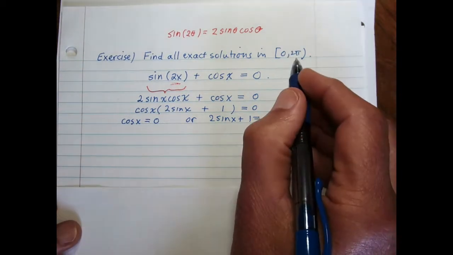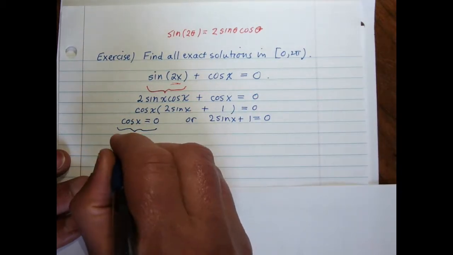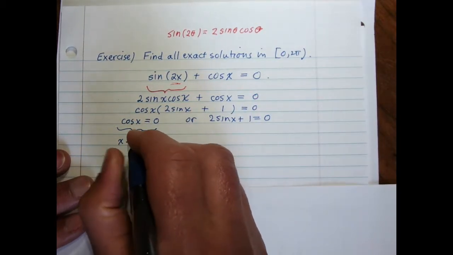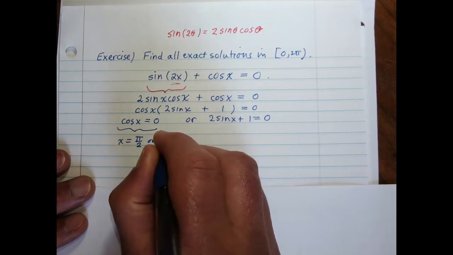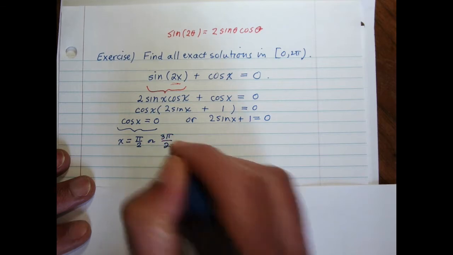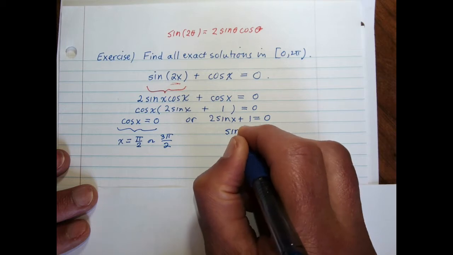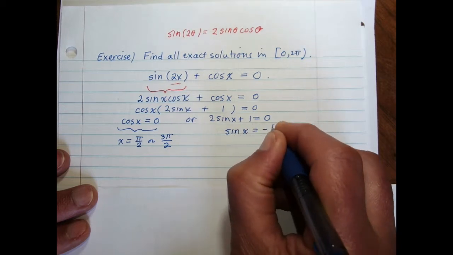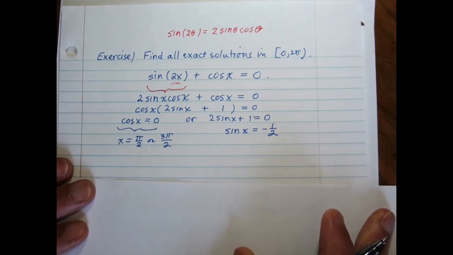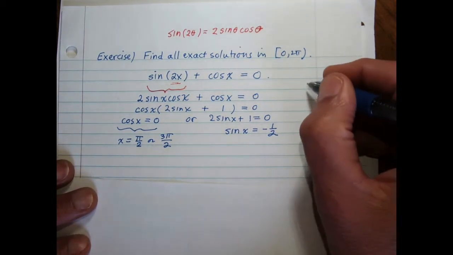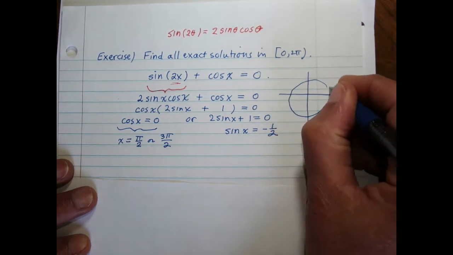So we're looking at 0 to 2 pi. Where is cosine x equal to 0? That's going to be when x is equal to pi over 2 or 3 pi over 2. And on the right, if I isolate sine x, I have sine x equals negative a half. So now I want to think about sine x being negative a half in the interval 0 to 2 pi.